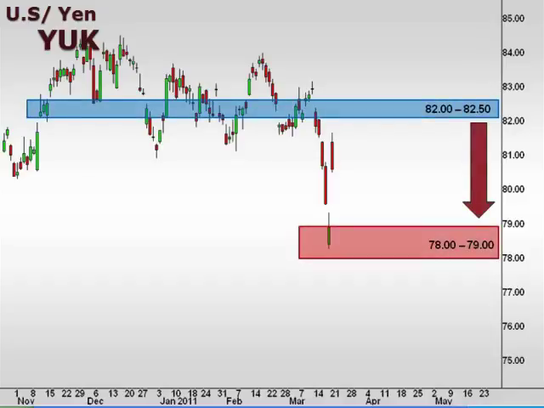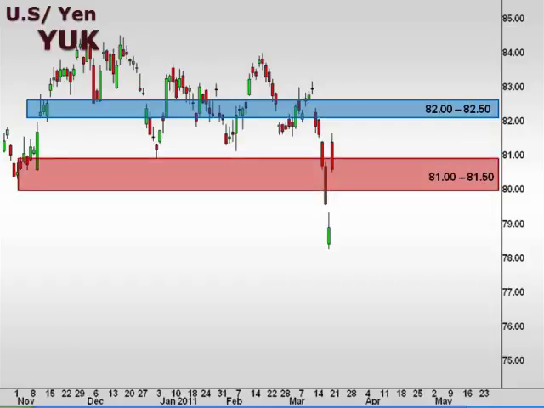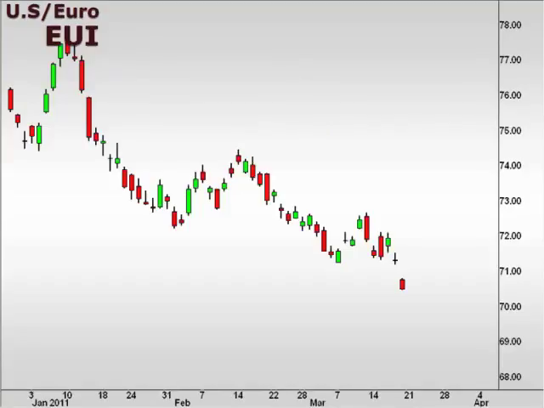However, with the recent events in Japan, we did witness a very significant drop in the YUK, which extended all the way down to that 78, 79 focal zone before reversing. Now, that reversal came with some intervention which has brought the pair value back up to close the week above the 81 and a half focal zone. Now, we will look for this level to hold as support, and consolidation between 81 and 82 is anticipated this week.